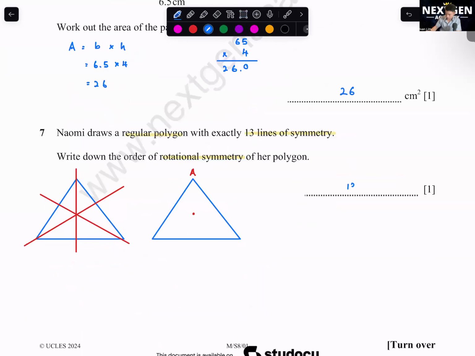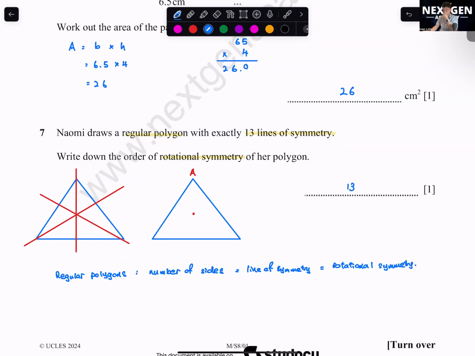So right here is 13. Maybe you want to write down, for all regular polygons, the number of sides is equal to the lines of symmetry, equals the rotational symmetry also. You don't need to draw it out. It's a known fact that you all need to know.